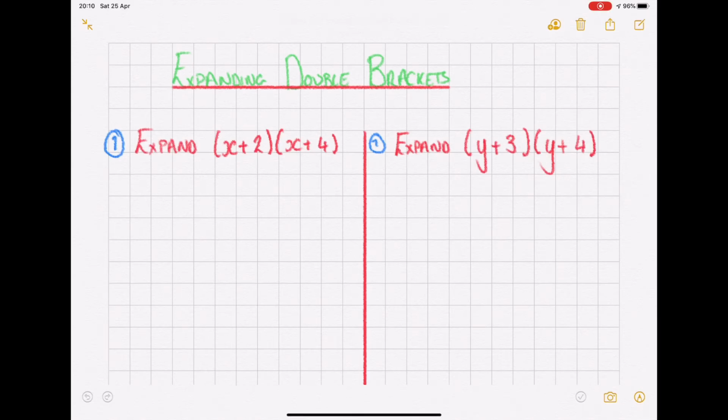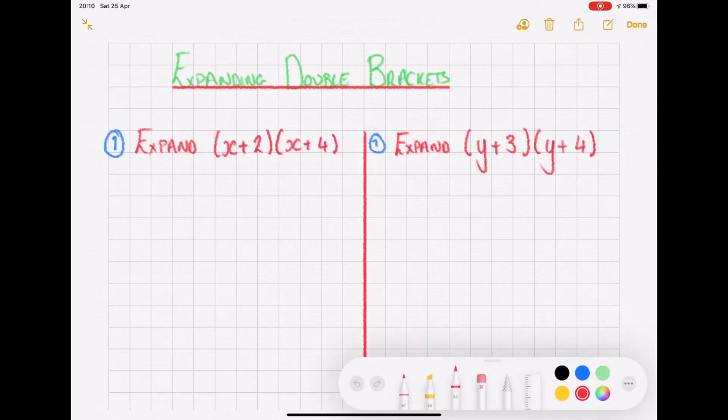Hi there, and welcome to this lesson on expanding double brackets. Expanding double brackets is a really useful skill to have in your arsenal when it comes to solving anything to do with algebra. Later in this lesson and in future, we can look at how we can apply algebra and expanding double brackets to real world situations.